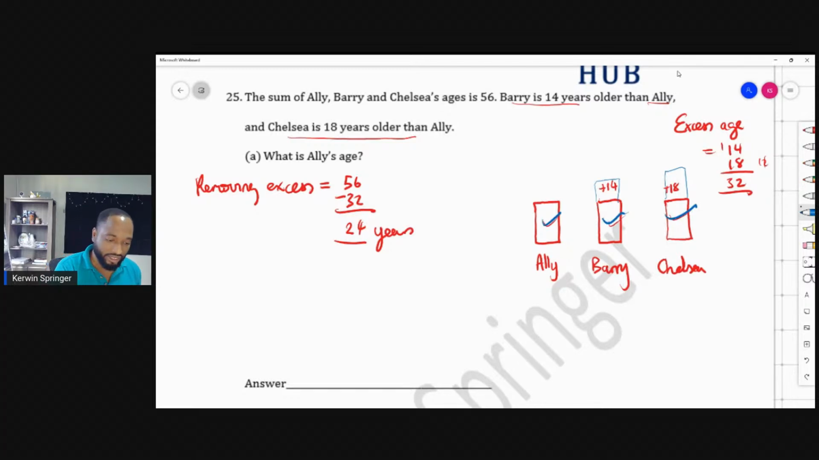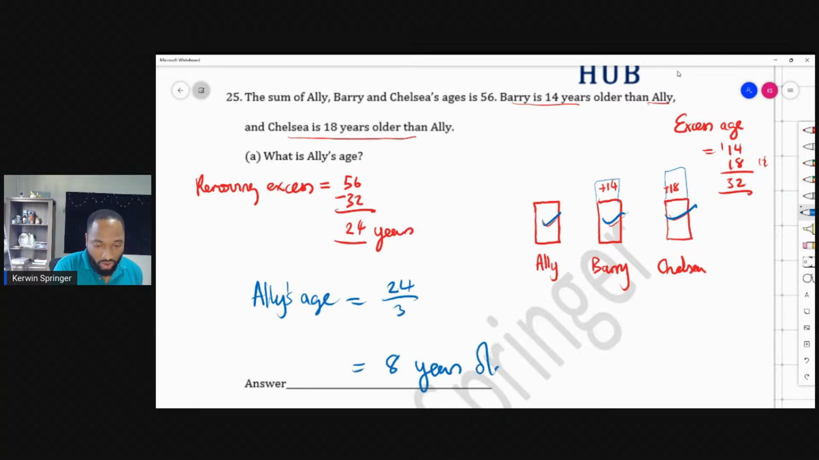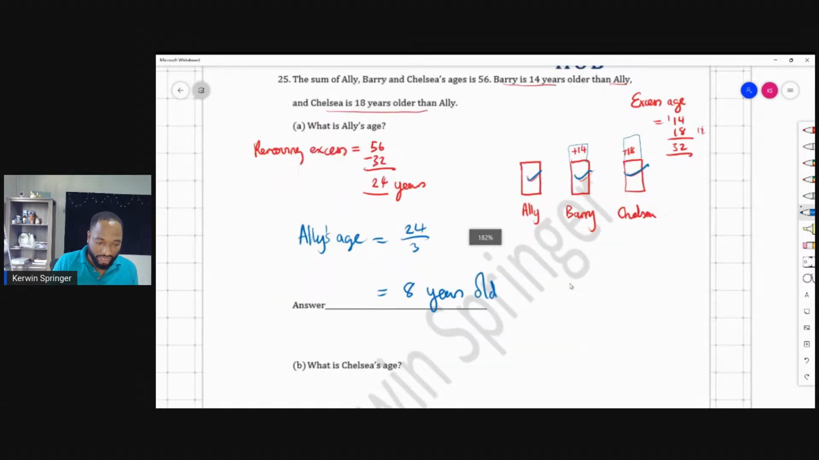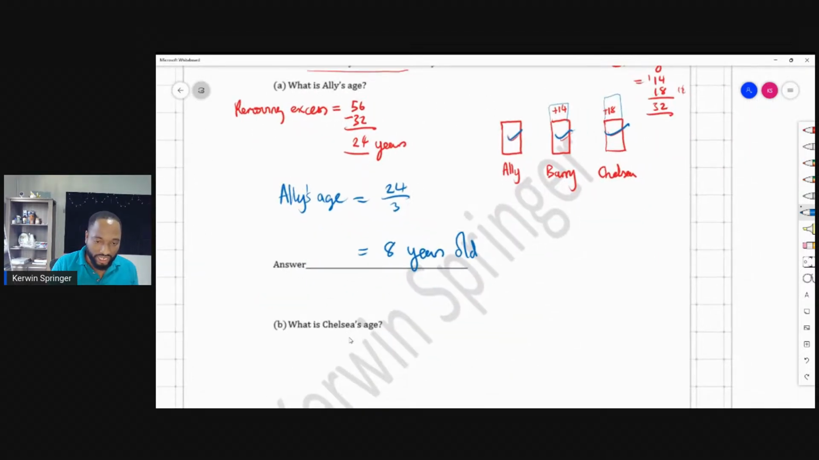So I can say Ali's age, or one of the blocks, is going to be 24 divided by 3, which is 8 years old. And we could also figure out Barry's age and Chelsea's age, if they want that. Yeah, they want that down here. So Chelsea's age is Ali's age, the 8, plus the 18. 8 plus 18 is equal to 26 years old.